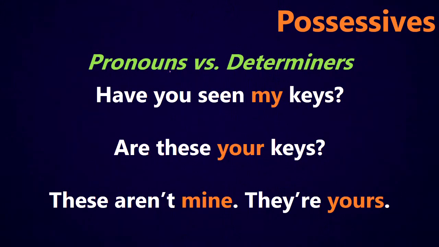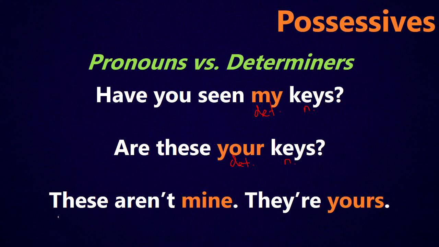So the difference between pronouns and determiners when we're talking about possessives. So possessive pronouns versus possessive determiners. Have you seen my keys? So here, my, is this a determiner or a pronoun? Like I just showed you, my is a determiner, because it is identifying the word keys. Whose keys are we talking about? Are these your keys? So your is a determiner because it's identifying the keys.